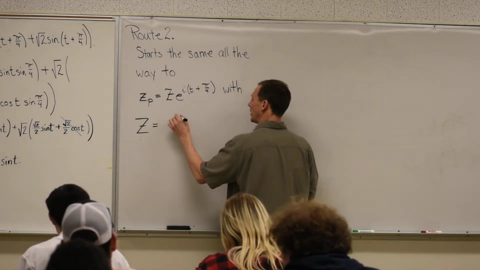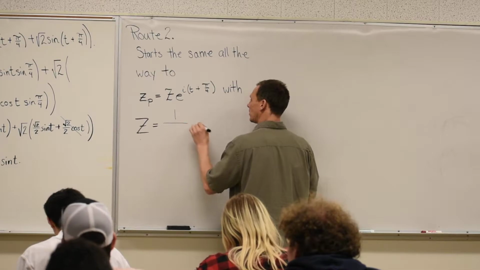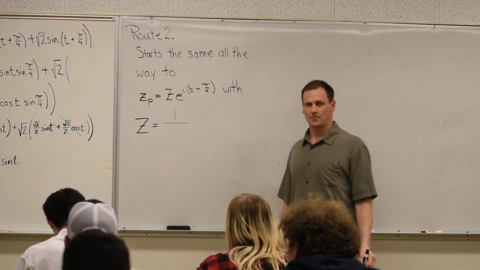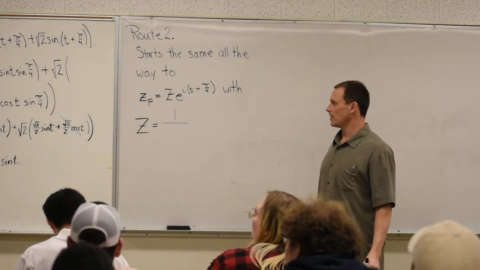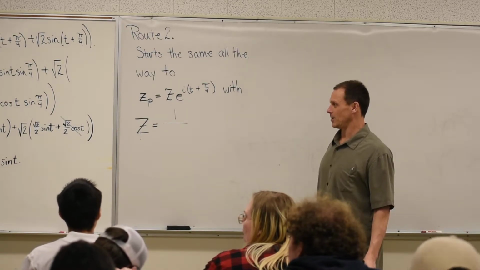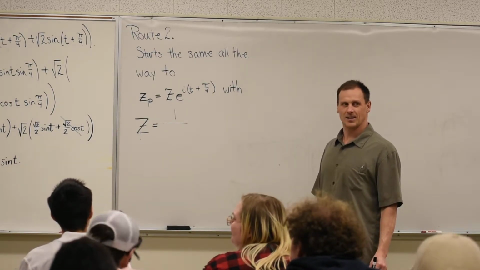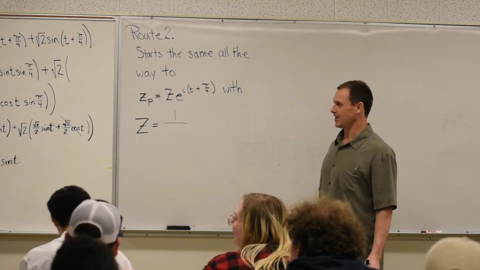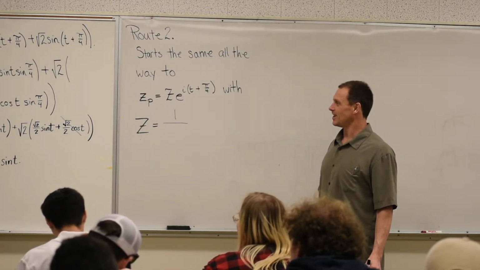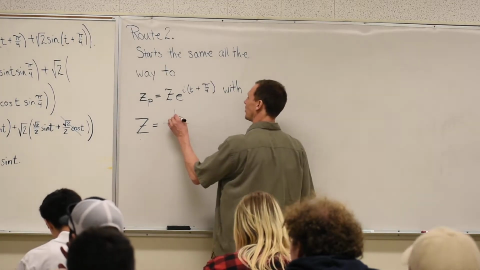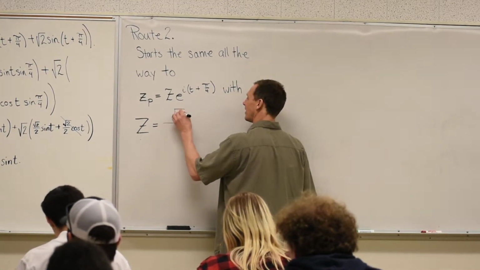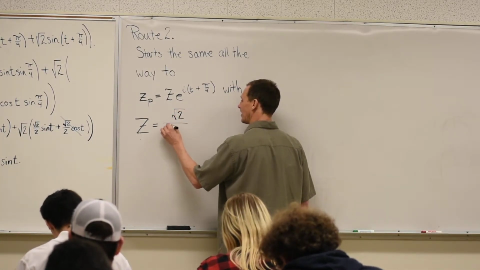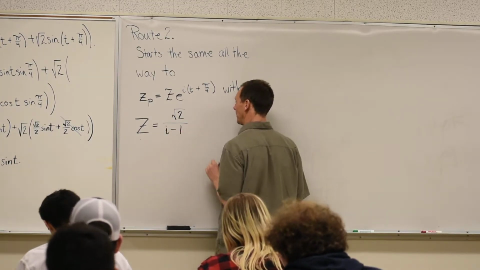equal, and what did we have over there? 1 over, what did we have? Capital Z, square root of 2 over pi minus 1. Okay, that was the square root of 2. Thank you. I minus 1.